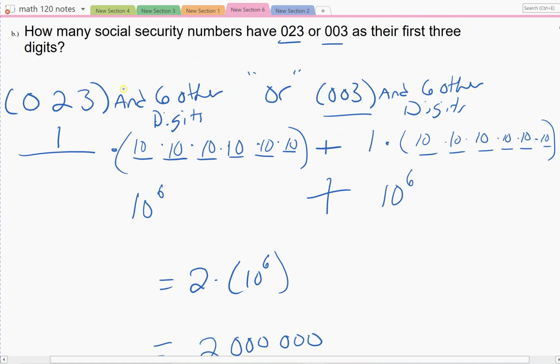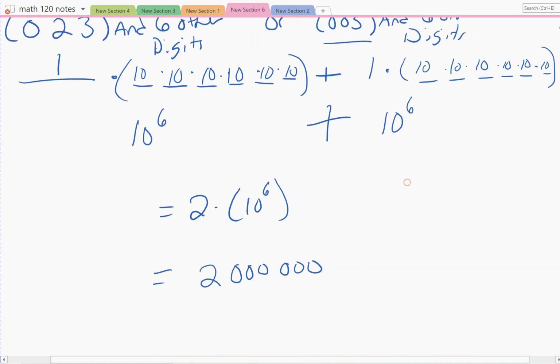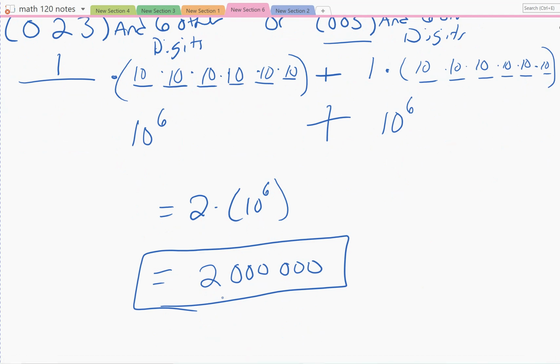There's 1 million of the first case plus another million of the second case. There's 1 million of each of those, right? This is 1 million. 10 to the 6th is 1 million. Plus another 10 to the 6th, another million. And so altogether, there are 2 million Social Security numbers out there with those 3 digits, if they're all out there and being used. 0, 2, 3, there's a million of those, and 0, 0, 3, there's a million of those.